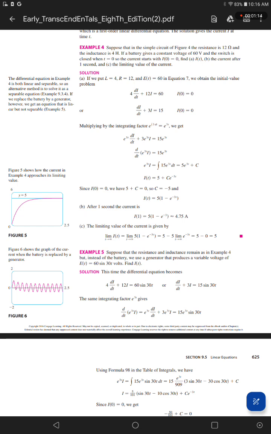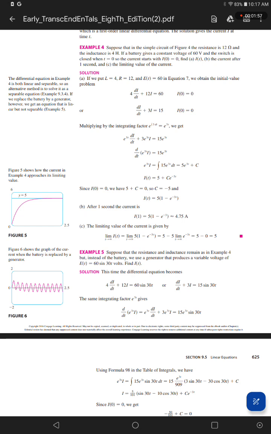4 dI/dt plus 12 I equals 60, I of 0 equals 0, or dI/dt plus 3 I equals 15, I of 0 equals 0. Multiplying by the integrating factor e to the power of the integral of 3 dt, which equals e to the power 3t, we get e to the power 3t dI/dt plus 3e to the power 3t times I equals 15 e to the power 3t.